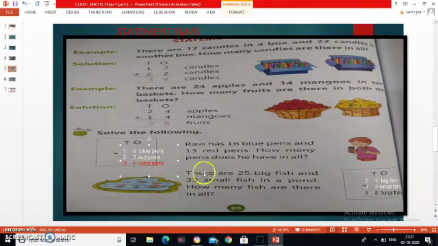Now one more example. There are 25 big fish and 33 small fish in a pond. How many fish are there in all? Okay, how many fish are there in all? So 25 big fish, 33 small fish. So 5 plus 3, 5, 6, 7, 8. So answer will be 8. Here 2 plus 3, 2, 3, 4, 5. So 58 total fish. Yes, total number of fish is 58. Like this, see, with the help of a statement, we are framing our answers.